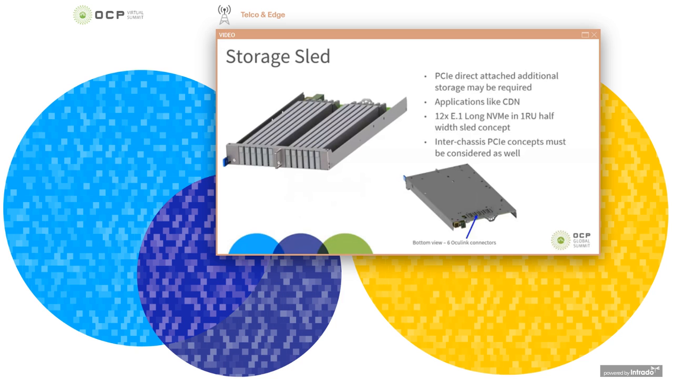Storage sleds are a consideration as well. If you take that compute sled that we talked about a moment ago, and you pair this with the storage sled that's envisioned here, you end up with 12 highly capable drives in a 2RU half-width form factor with a lot of performance computing. So we're also looking at whether inter-chassis PCIe connectors and those connector concepts should be envisioned as well, to allow applications such as CDN to be envisioned in these future implementations.